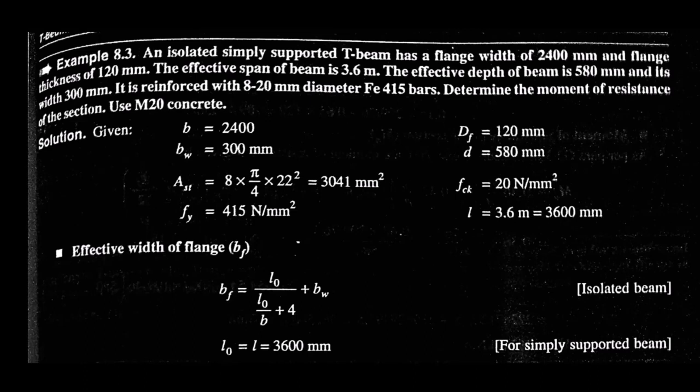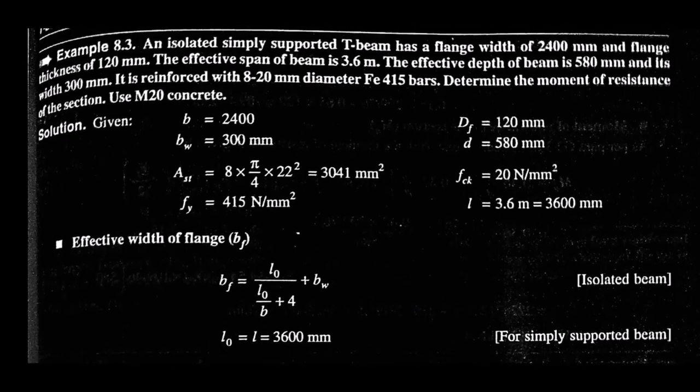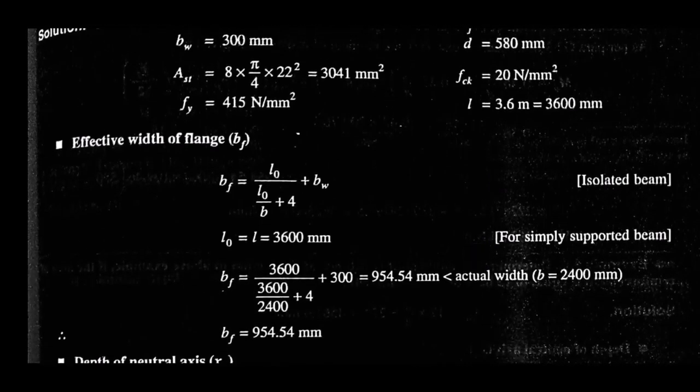Now we have to find out the effective width of flange. We have to use the formula for an isolated beam, because in this question it is mentioned that it is an isolated T-beam. So BF is equal to L0 by (L0 by B plus 4) plus BW. Here L0 is equal to L because this is simply supported, that is 3600 mm. So BF is equal to 3600 by (3600 by 2400 plus 4) plus 300, that is equal to 954.54 mm, which is less than the actual width, that is 2400 mm. So the effective width of flange is 954.54 mm.